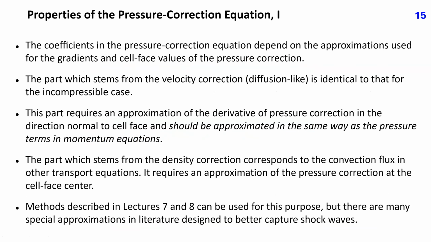The coefficients in the pressure correction equation depend on the approximations used to approximate the gradients and cell-face values of the pressure correction. The part which stems from the velocity correction, the diffusion-like term, is identical to that for the incompressible case. This part requires an approximation of the derivative of the pressure correction in the direction normal to the cell face and should be approximated in the same way as the pressure terms in the momentum equations. The part which stems from the density correction corresponds to the convection flux in other transport equations. It requires an approximation of the pressure correction at the cell-face center. Methods described in lectures 7 and 8 can be used for this purpose, but there are many special approximations in the literature designed to better capture shock waves and avoid non-physical oscillations in pressure and velocities. Some approaches are described in section 11.3.3 of the book and references therein.